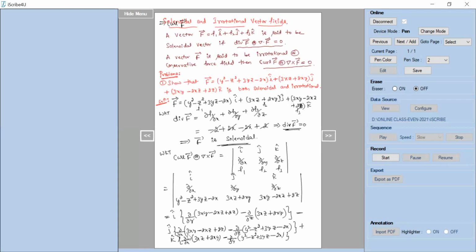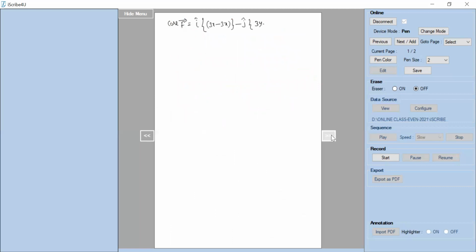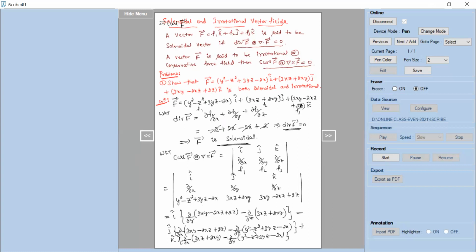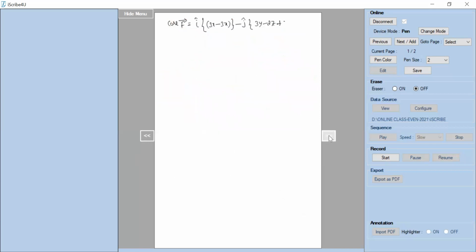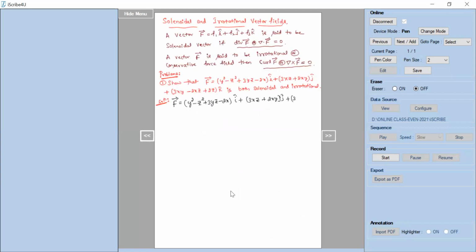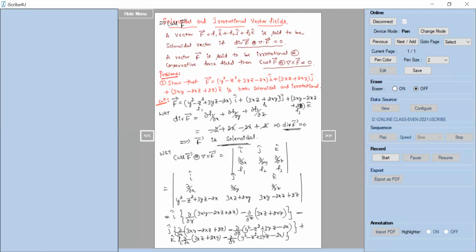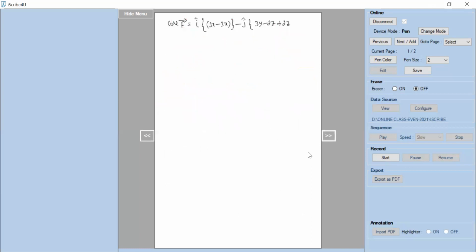Minus j cap into the second term. So differentiate this partially with respect to x now. First term with respect to x means 3y minus 2z will come here. And the next term with respect to z means the differentiation of z square is minus 2z. Minus into this minus becomes plus 2z. And the last term with respect to z means it is 3y into z is 1, so it is minus 3y. This is the j term.